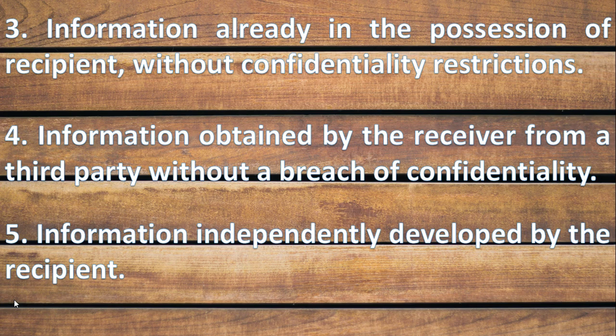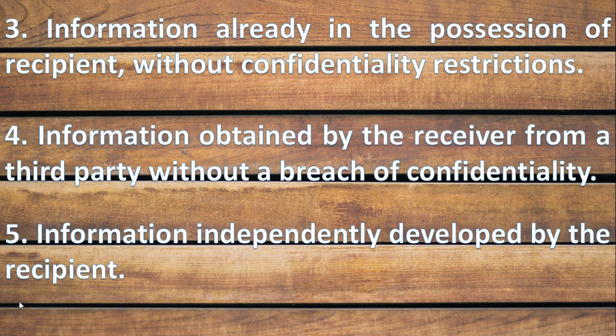If you have the information which you had received, it was already with you, or you had received it from somebody else. And the next point is number 4, information obtained by the receiver from a third party without a breach of confidentiality. You should always ensure that any information received by the receiver from a third party without a breach of confidentiality shall not be confidential information.